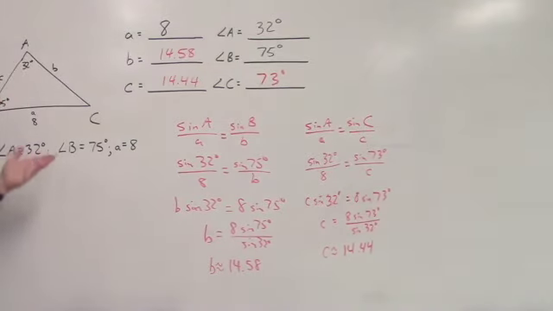And this is how we would solve a triangle with angle, angle, side, given the two angles and the non-included side.